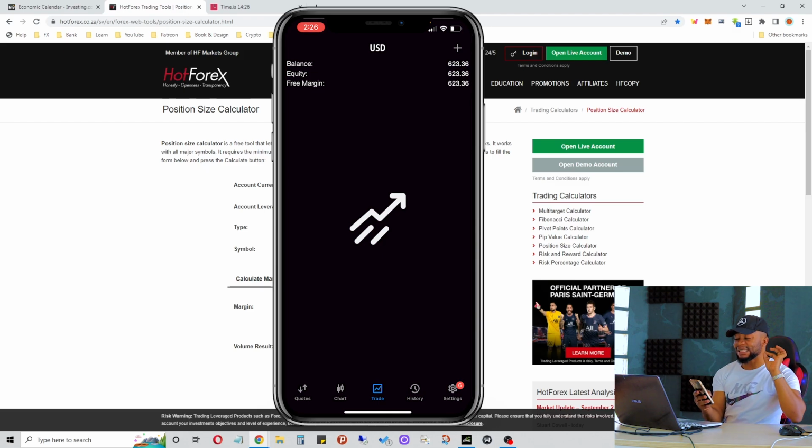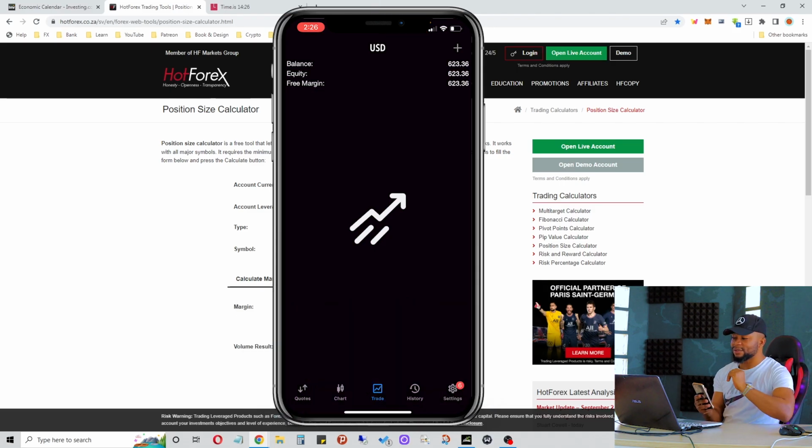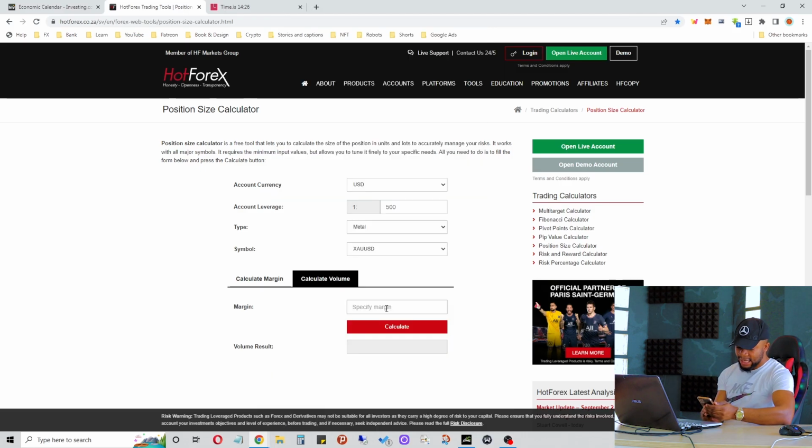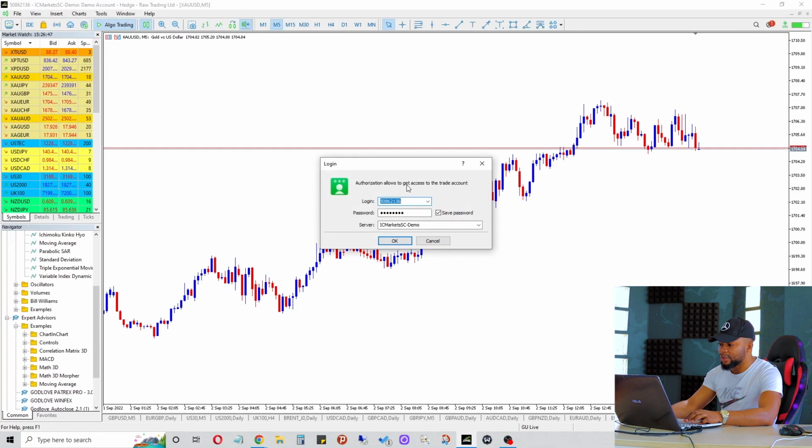The balance here is $623. So I want to use a small account. Let's see how much we're going to be able to make or lose on this small account, right? The balance here is $623, and that is a live account. You can see my history, the deposits and the withdrawals I've made on this account. So let's go. Let's log into MT5 and make sure we have our live account logged in.